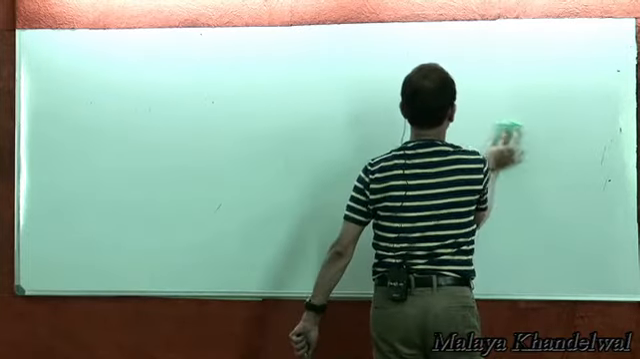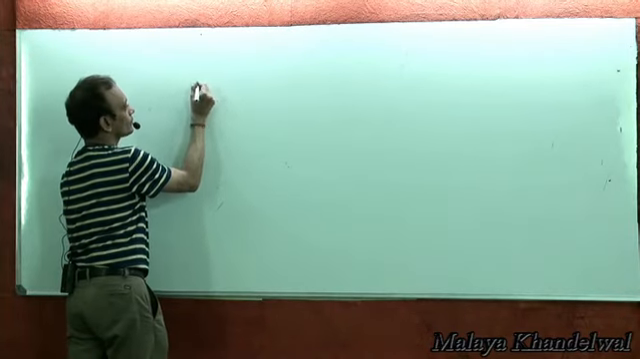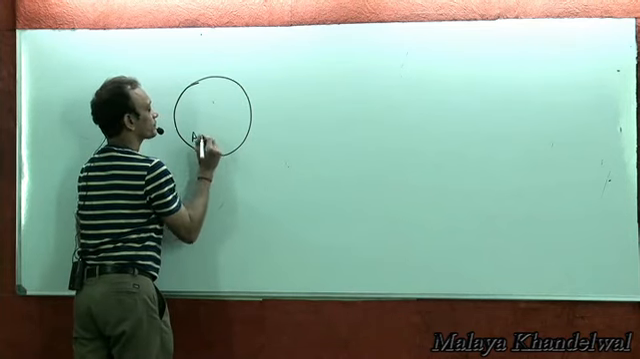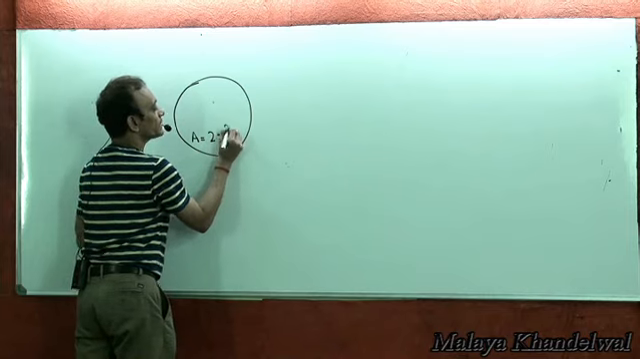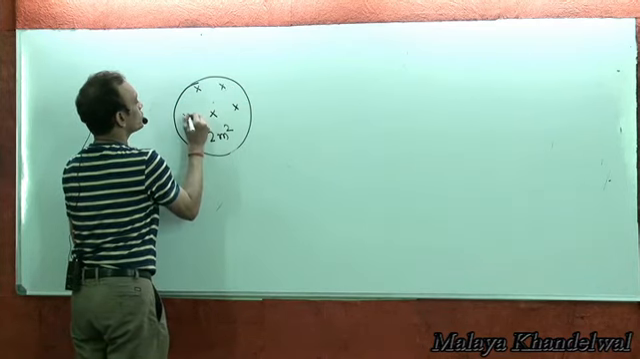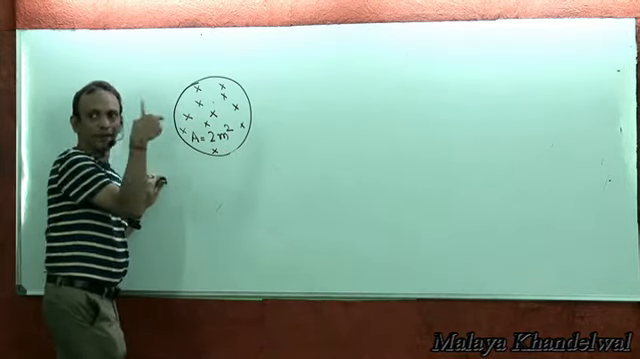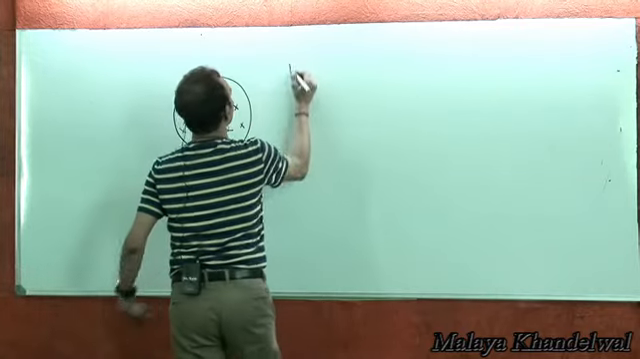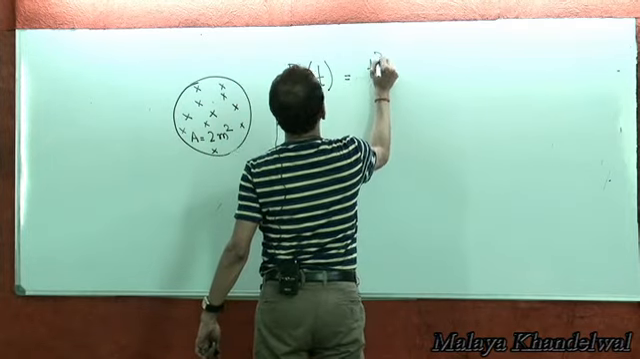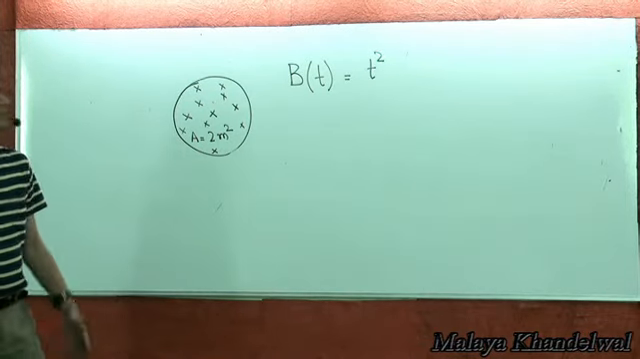Suppose this is a loop of area, say, 2 meters square, right? And it's exposed to a time varying magnetic field going into the plane of the board. Say the B going into the plane of the board is t squared in SI units, as a function of time.